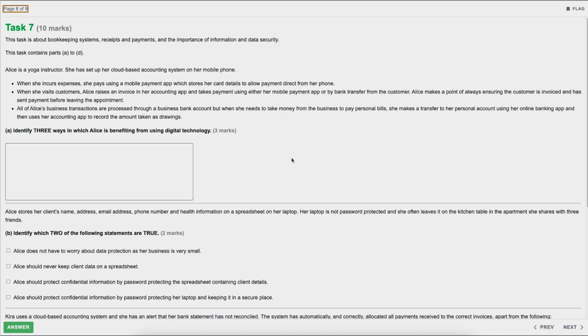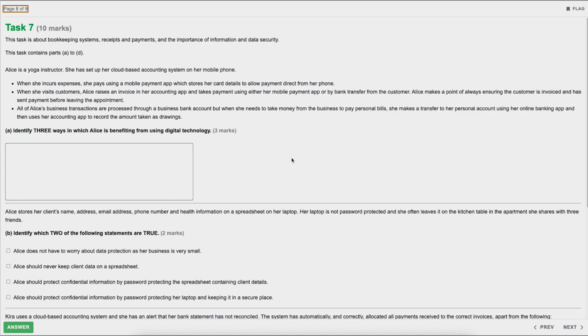Alice is a yoga instructor. She has set up her cloud-based accounting system on her mobile phone. When she incurs expenses, she pays using a mobile payment app which stores her card details to allow payment direct from her phone. When she visits customers, Alice raises an invoice in her accounting app and takes payment using either her mobile payment app or by bank transfer from the customer.